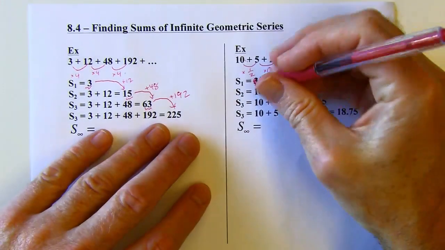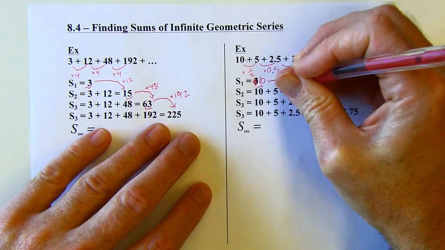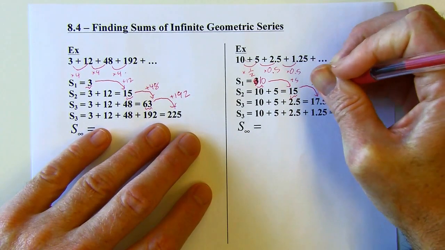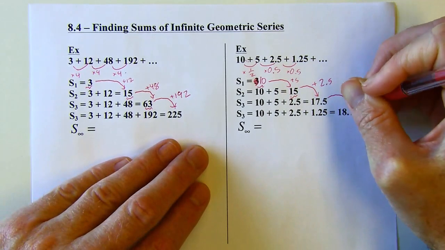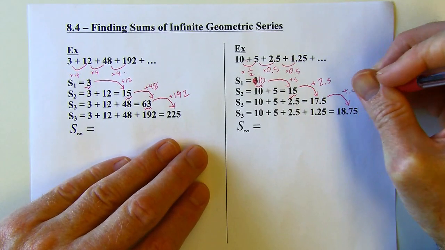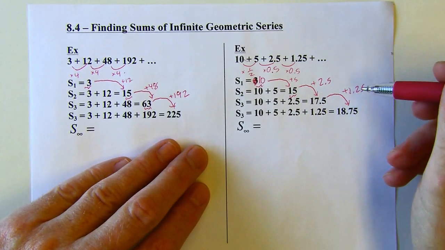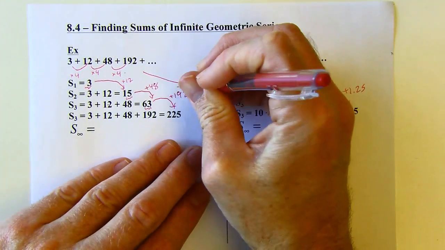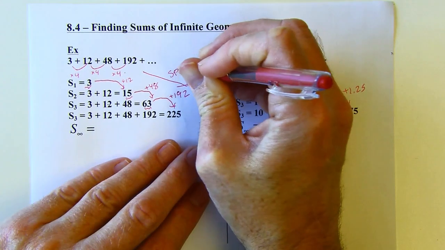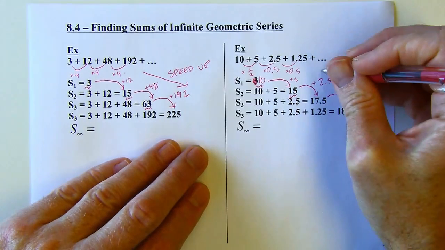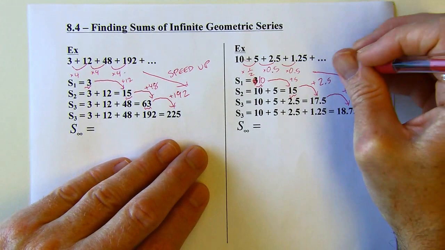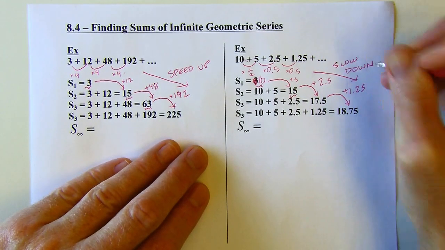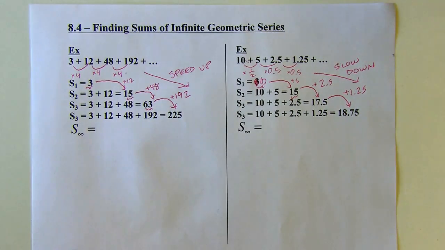Let's look at this one over here though. My first jump is from 10 to 15. That's a difference of 5. And then I've got just a difference of 2.5, and then 1.25. So in this second series, my jumps are getting smaller and smaller. As I'm looking at this, in this one the jumps speed up, and in this one, the jumps are slowing down. And that's illustrating a difference between these.